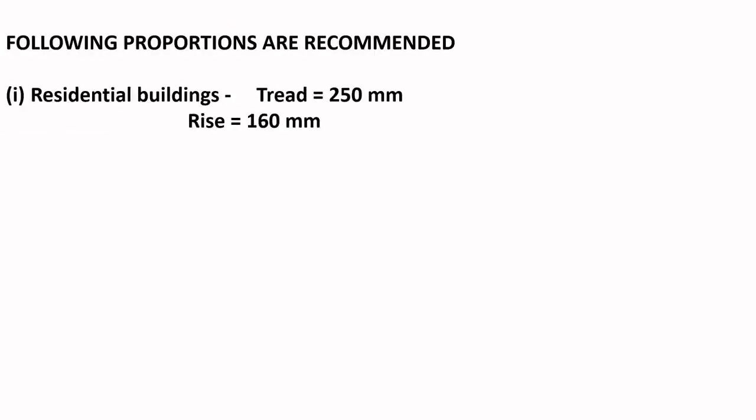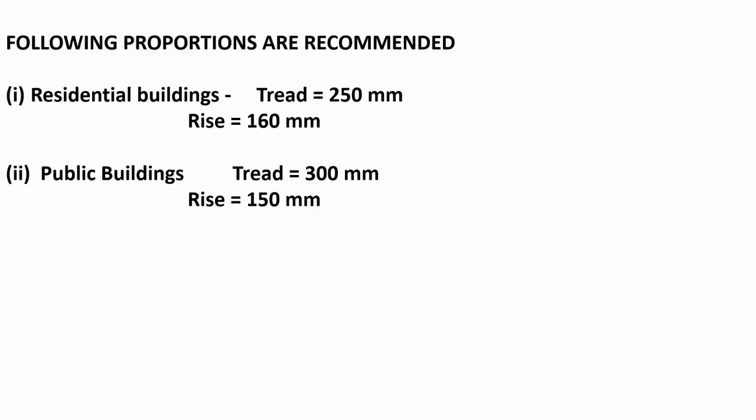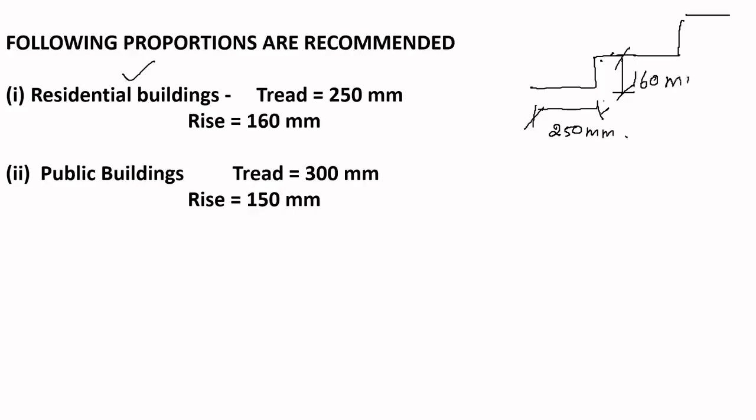For residential buildings, the horizontal portion is called the tread and the vertical portion is called the rise. The tread for residential buildings is advised to be 250 mm and the rise can be 160 mm. This is the width of the tread, 250 mm, and the height of that is the rise, which should be 160 mm.